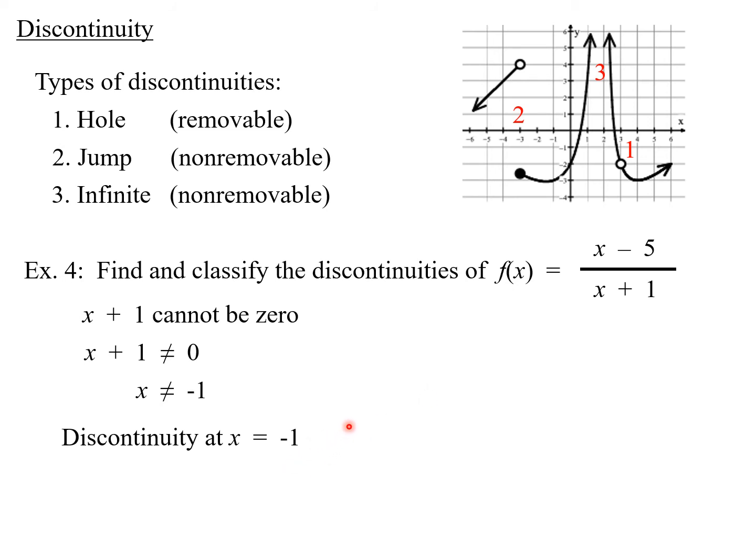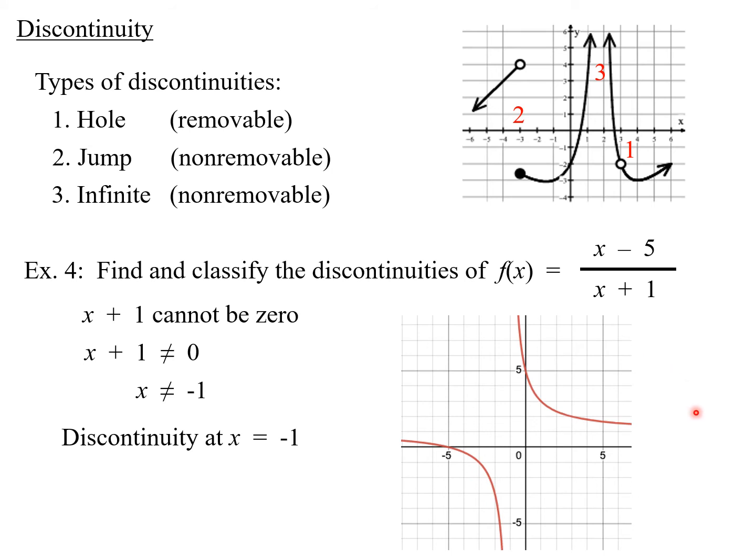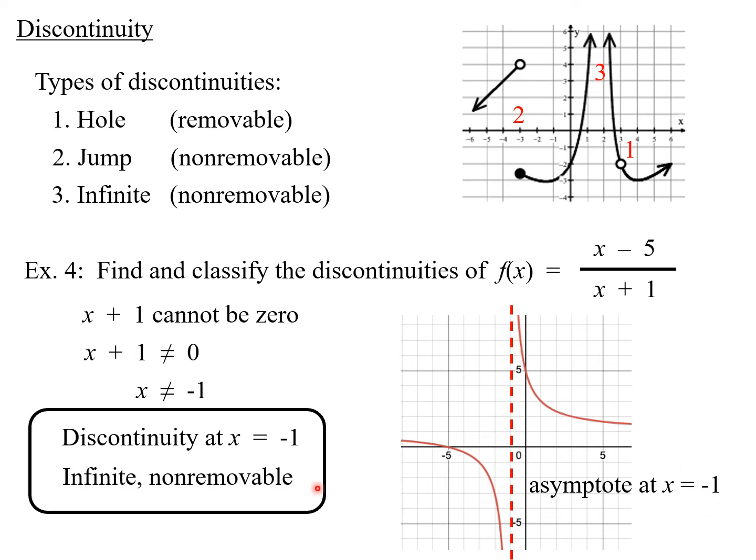Okay, now we're going to cheat a little bit and actually use a graph to classify it. Later on, we'll be able to figure out how to do it without a graph, but here's the graph of it. If you graphed in Desmos, there is actually an asymptote right there at x equals negative 1. And with experience, you'll recognize that asymptotes occur at values of x that make the denominator 0. Okay, so there's an asymptote at x equals negative 1. So we can classify this as infinite and non-removable.